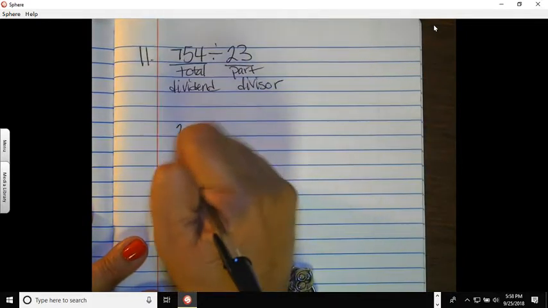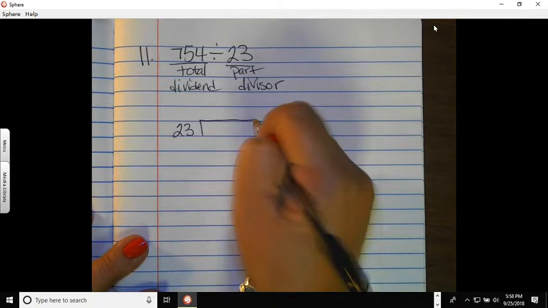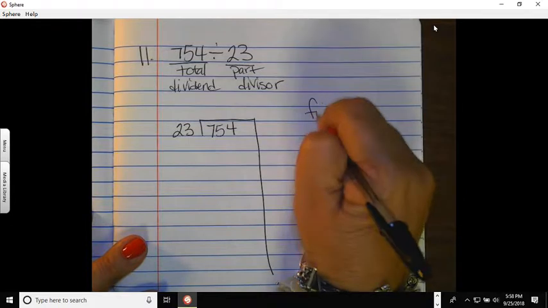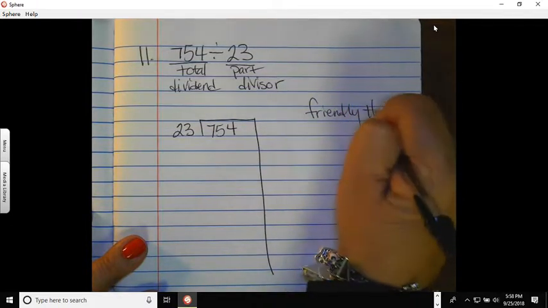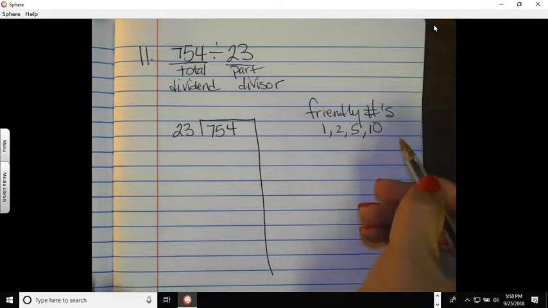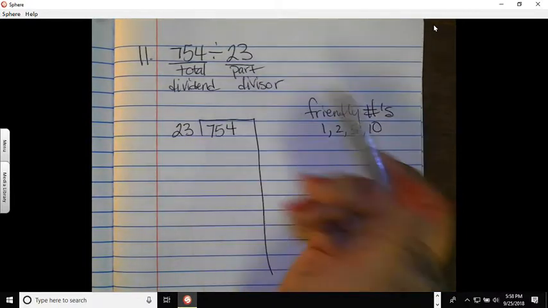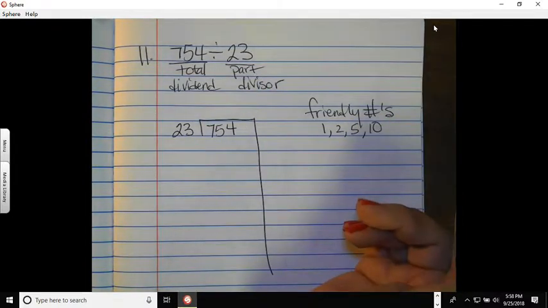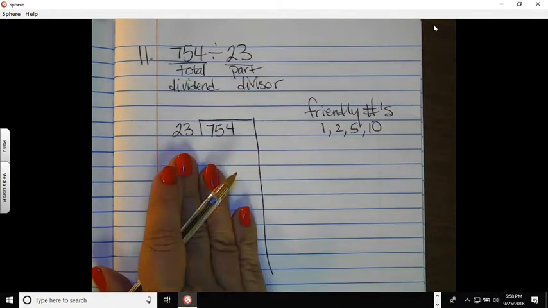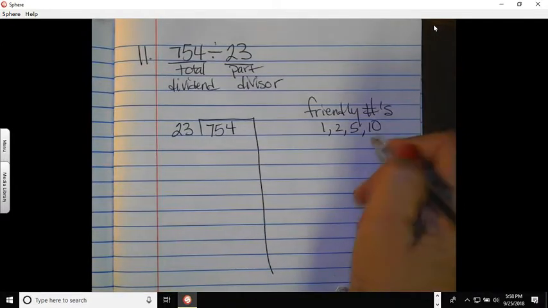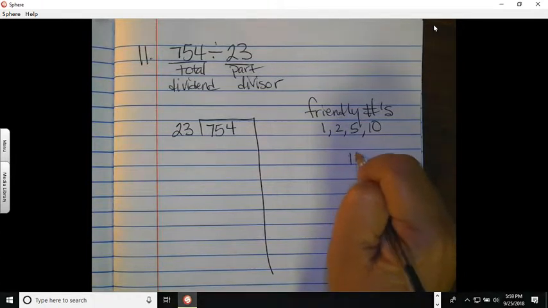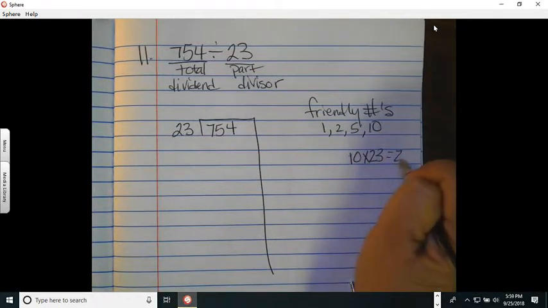So 23 goes into 754. I'm going to use my friendly numbers. 1, 2, 5, 10. Do I need to go to 100? No, because it's going to be 2,300, and that's not where I'm at right now. Because we're going to have 4 digits, and we will use the hundreds, but today's homework is only 3. So let's go ahead and start with 10. So I have 10 times 23 equals 230.